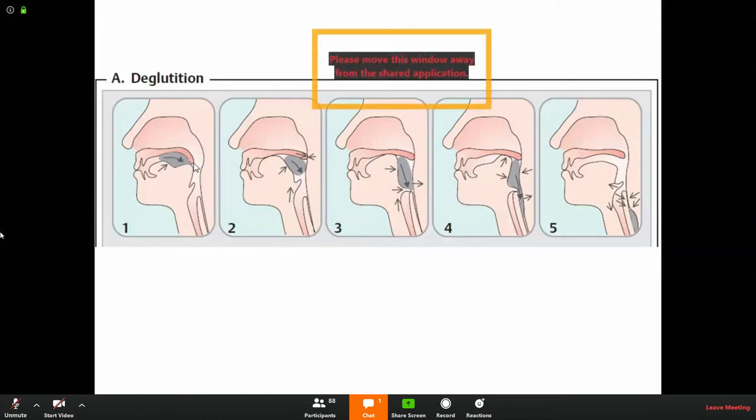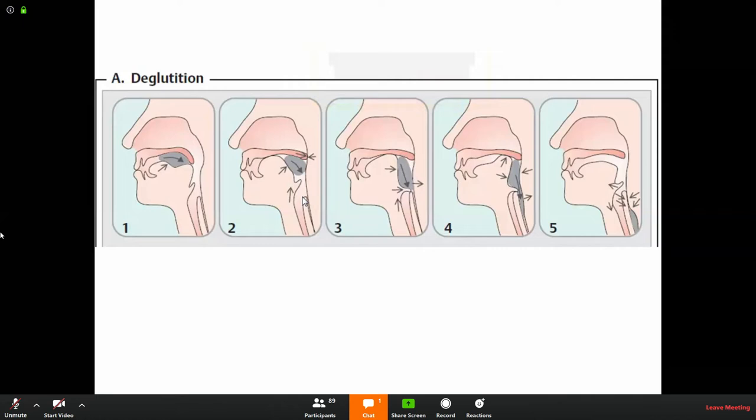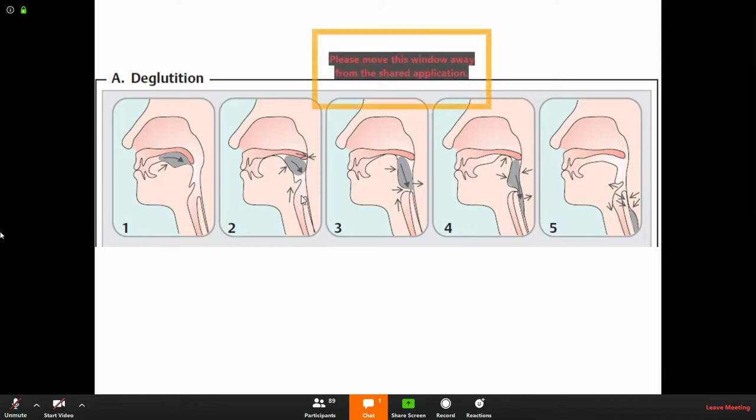Once it goes downwards, the palatopharyngeal folds, these are the palatopharyngeal folds, are pulled medially, which squeezes the food downwards. So once the bolus goes downwards, the epiglottis swings backwards towards the trachea.